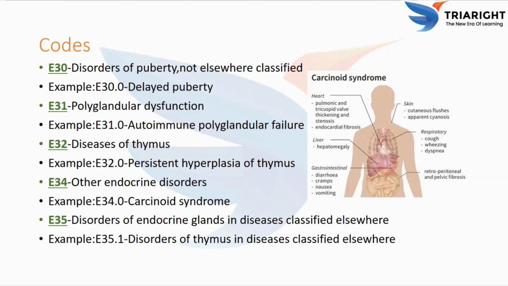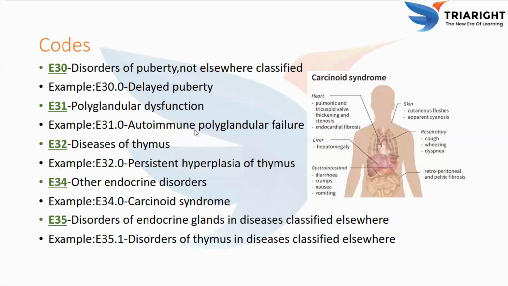So next, coming to the E31 code. What is E31? Polyglandular dysfunction. What do you mean by polyglandular dysfunction? Poly means many or multiple. So when multiple endocrine glands fail to function properly, it often leads to autoimmune diseases. Autoimmune means the body attacks its own glands.